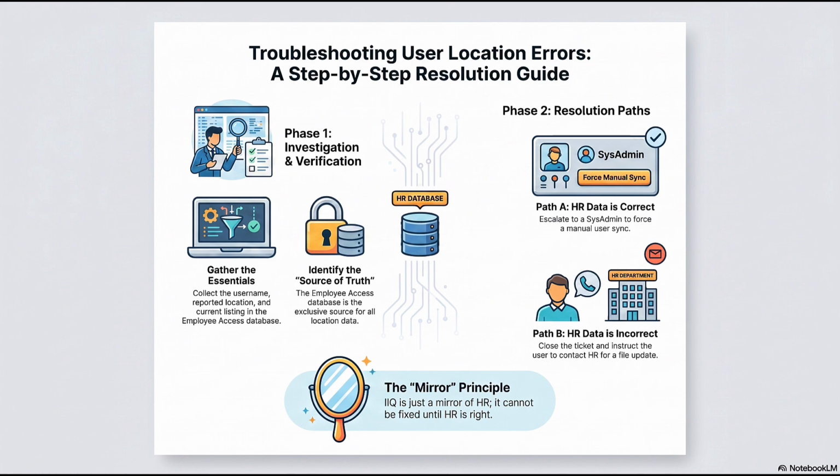Finally, let's walk through the administrative step. If the location in Employee Access is wrong, just close the ticket and tell the user they need to contact HR to update their file. Now, why do we do it this way?